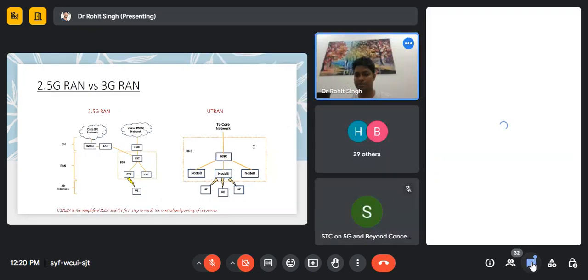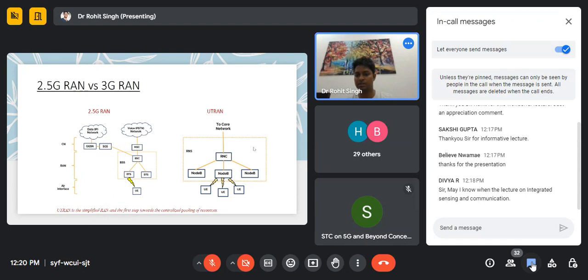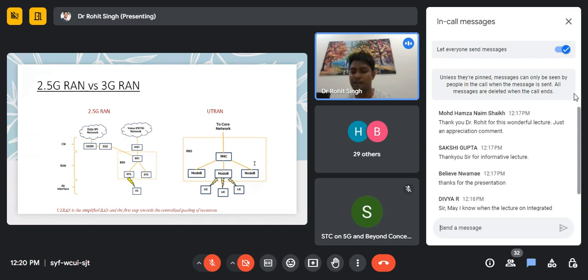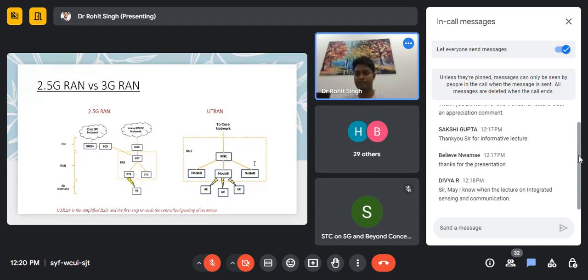Okay, one by one I can take these. Praveen ji, okay. In mobile network, it shows 5G plus. What is it? Okay, we will discuss it tomorrow, Praveen ji. Okay, next. Just an appreciation comment. Okay, thank you, Hamza. Next, Sakshi. Thanks for the presentation.